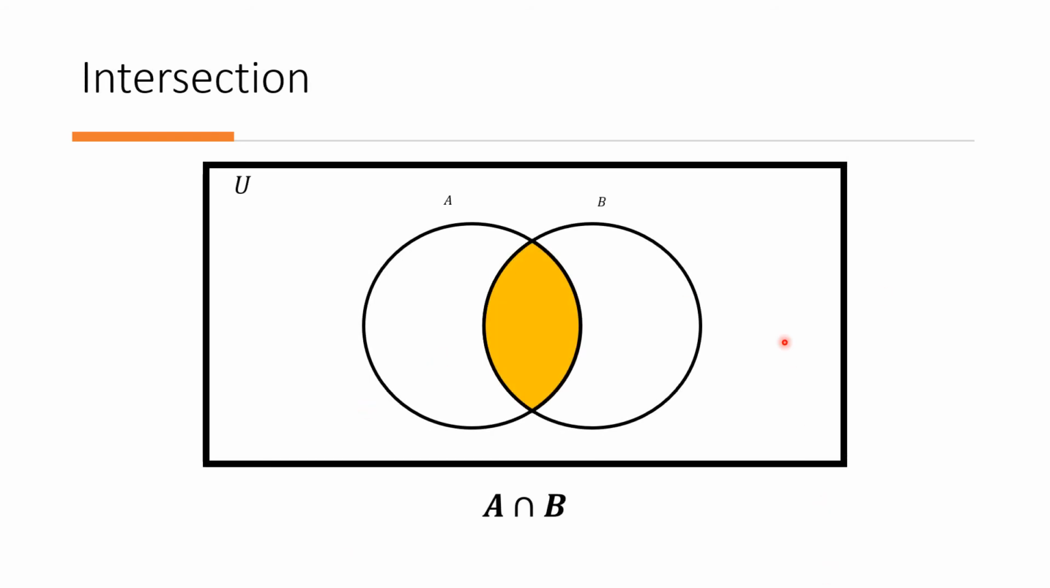Now let's look at intersection. Intersection is the common elements between the sets. This is symbolized as A intersection B. What is common between them would be shaded. So this is the representation in a Venn diagram of A intersection B.